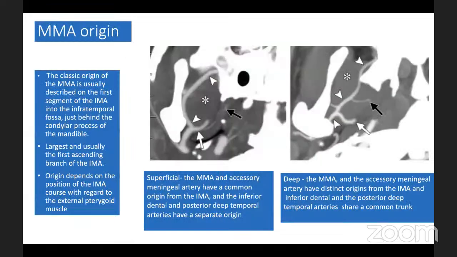So coming to the MMA origin, the classic origin is the first segment of the internal maxillary artery in the infratemporal fossa, just behind the condylar process of the mandible. It is the largest and the first ascending branch of the IMA, and its origin depends on its course with respect to the external pterygoid muscle. If it is superficial to it, the MMA and the accessory meningeal artery can have a common origin, and the other branches can have a separate origin. And if it is deep, the MMA and the accessory meningeal artery have distinct origins, and the other branches can share a common trunk.